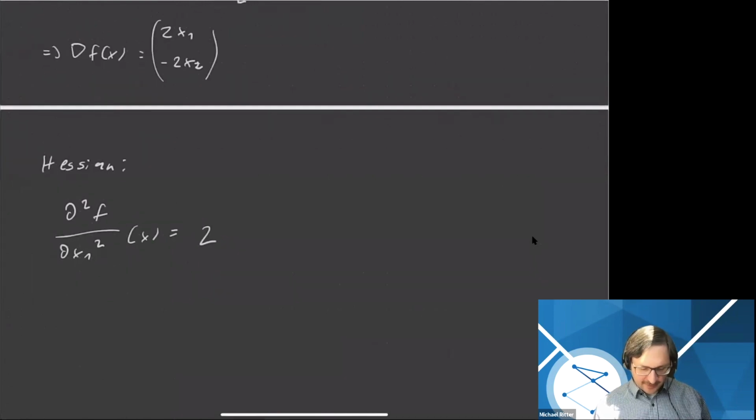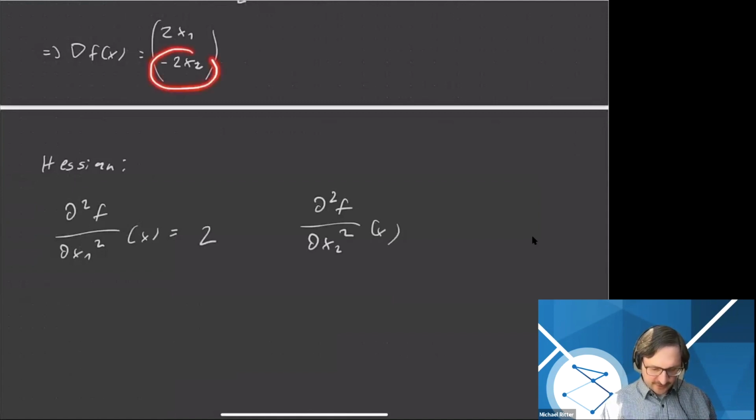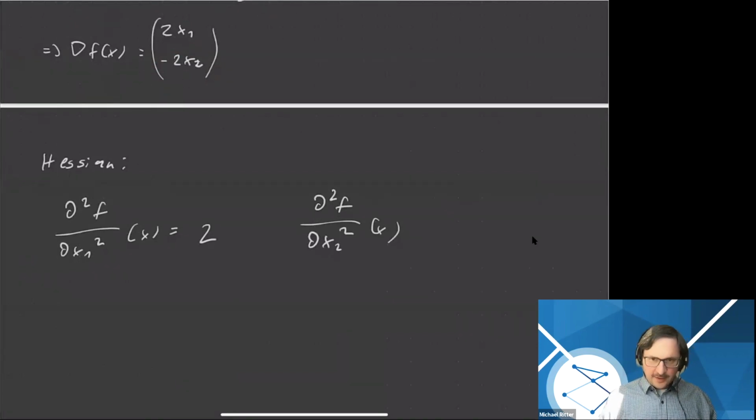Same thing can be done with respect to x2. So this here is the partial derivative with respect to x2. And again, we just differentiate that once more, again, with respect to x2. You can see what we get is minus 2.